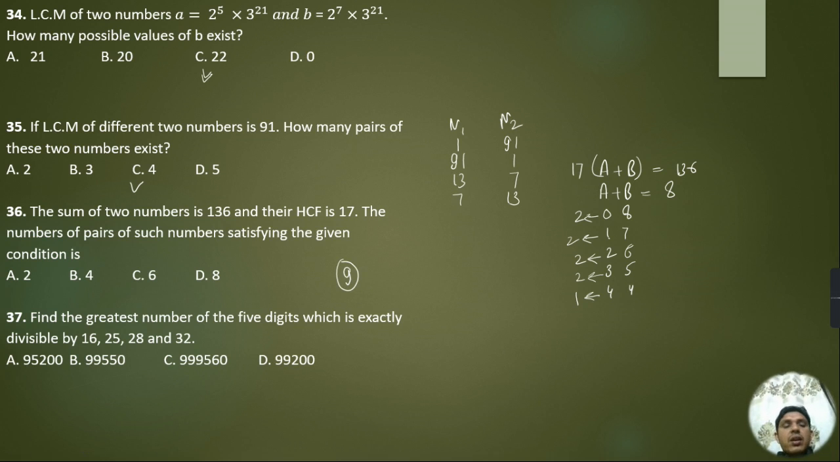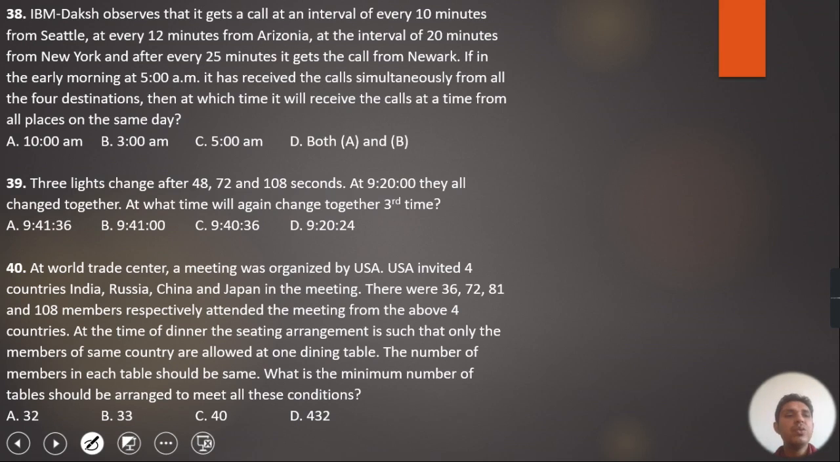Right? Okay. Next question. So students, coming to question number 38, it is saying that IBM Daksh observed that it gets a call at an interval of every 10 minutes from Seattle, at every 12 minutes from Arizona, at an interval of every 20 minutes from New York, and after every 25 minutes it gets the call from Newark. If in the early morning at 5 a.m. it has received the call simultaneously from all the 4 destinations, then at which time will it receive the calls at a time from all places on the same day?